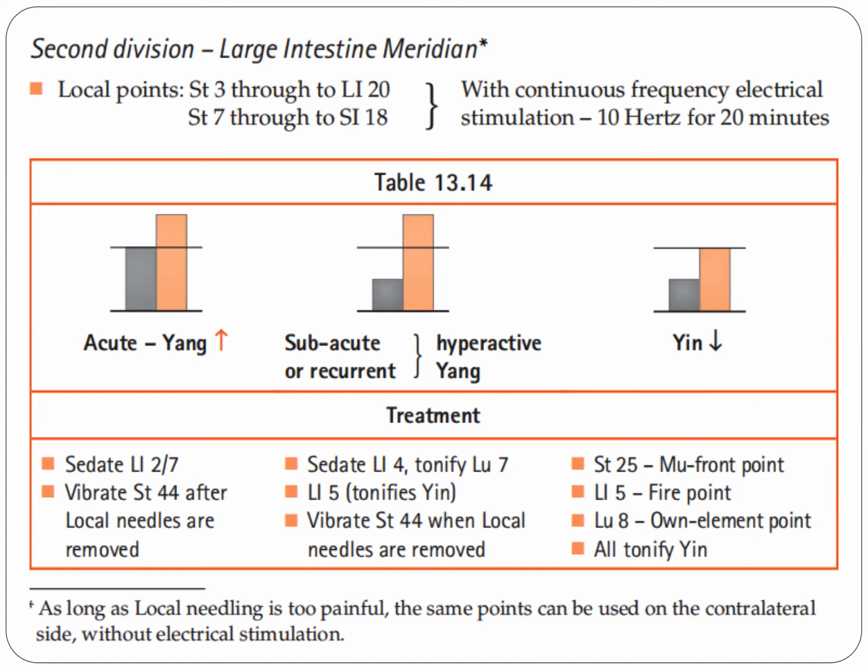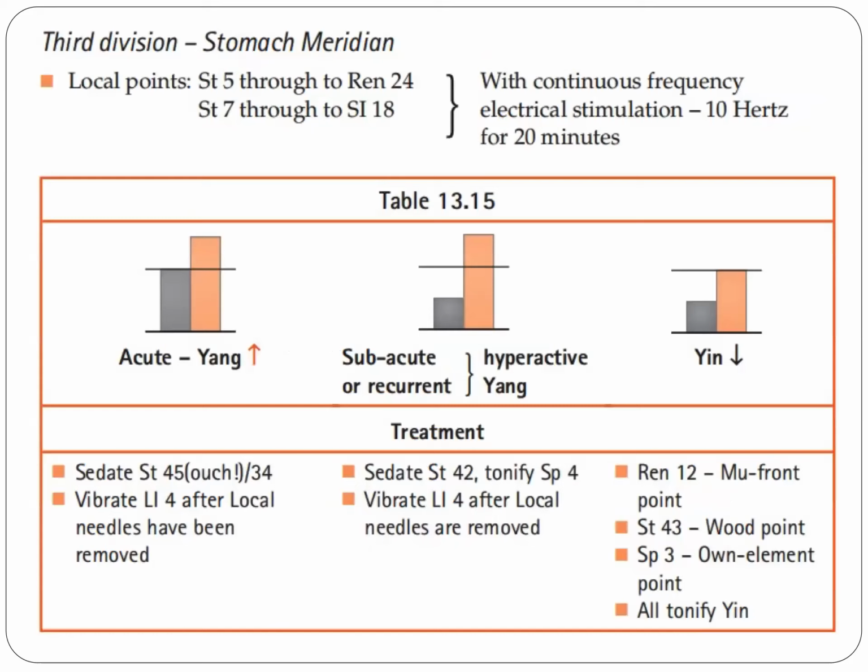Then we have decreased yin or yin deficiency. We have stomach 25, front mu point, LI5, fire point, lung 8, own element point, all will tonify the yin. As long as local needling is too painful, the same points can be used on the contralateral side without electrical stimulation. Third division, stomach meridian.